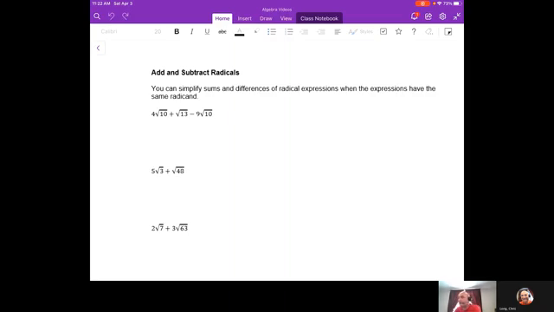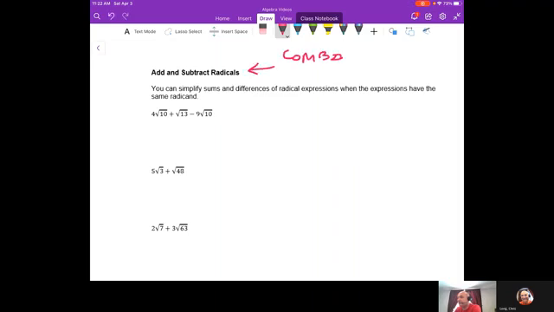And so if we think about adding and subtracting our radicals as being just like combining like terms, it's really pretty straightforward, okay? Because in this first example here, we have 4 times the square root of 10 plus the square root of 13 minus 9 times the square root of 10.